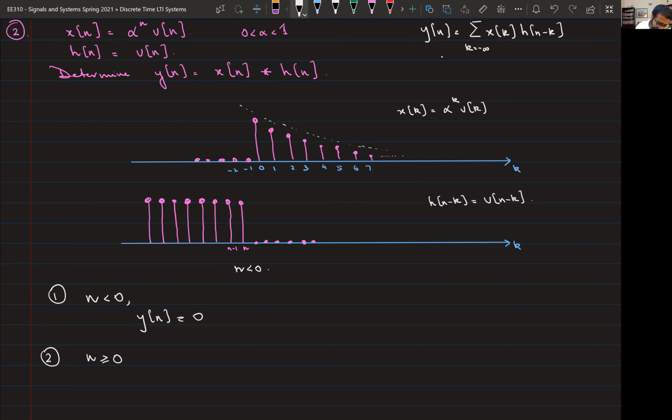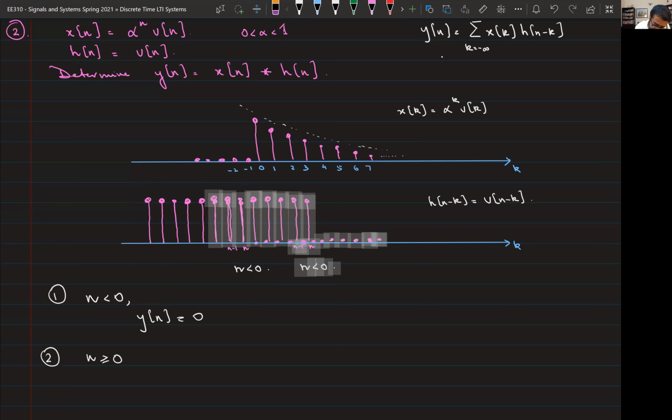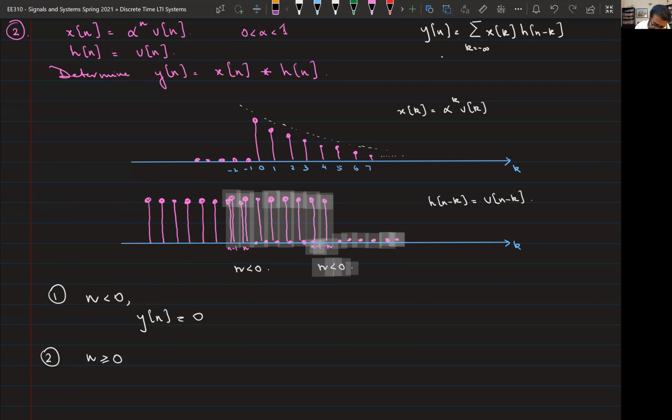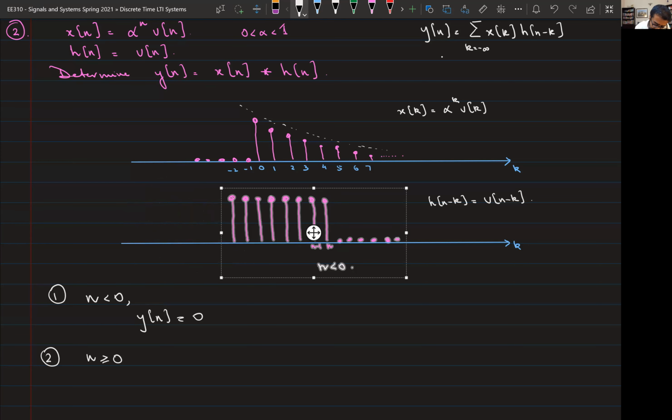So let me pull this thing here to an arbitrary n, okay? And this is n which is greater than or equal to 0. Okay? Yeah, I mean this particular case for n equals 4.